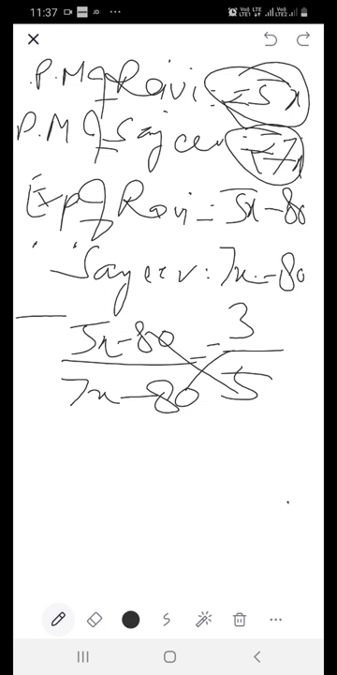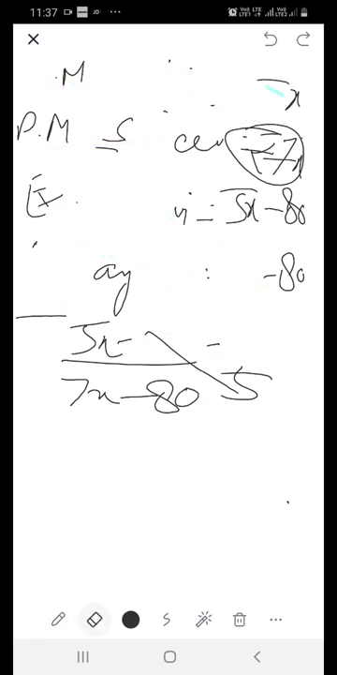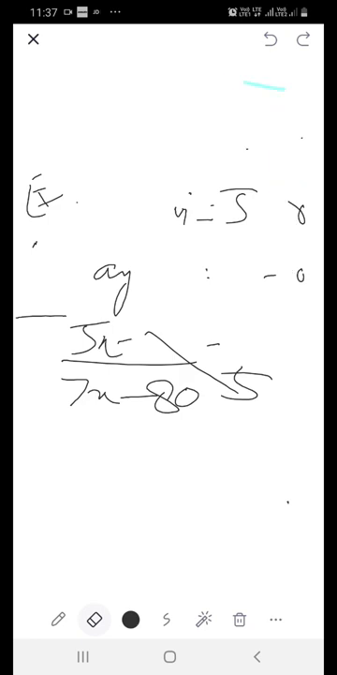Now this is what you have to do in your exercise 7.1. Few questions I have done from in between. Now I am taking up the exercise 7.2. In the exercise 7.2, two ratios are given in proportion.